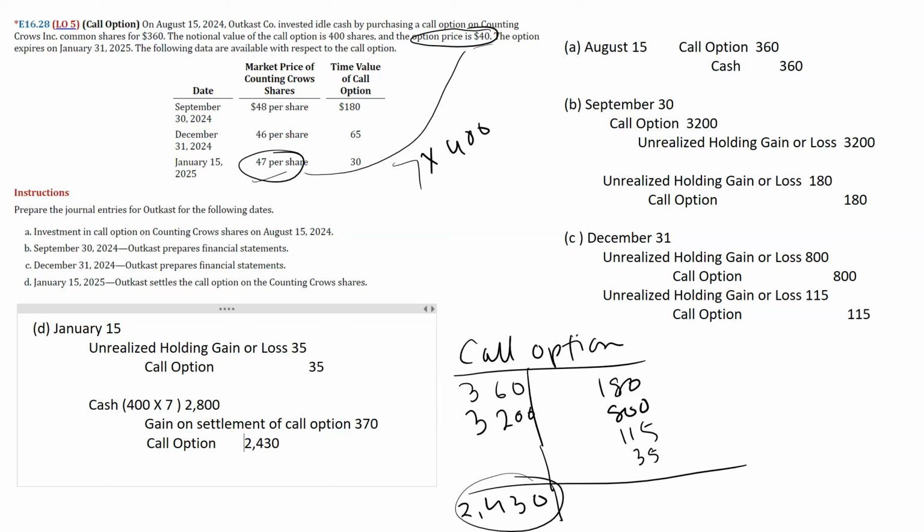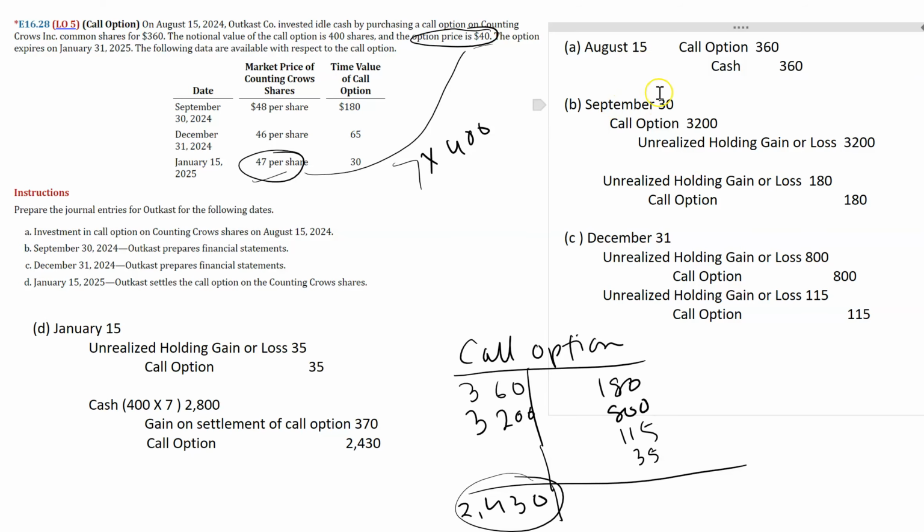So this is how we record the call options on the purchase date, and on different dates when we prepare financial statements based on the market price, we adjust the option values, and we use this unrealized holding gain or loss, which is an income statement item, and we also show how we settle the options.